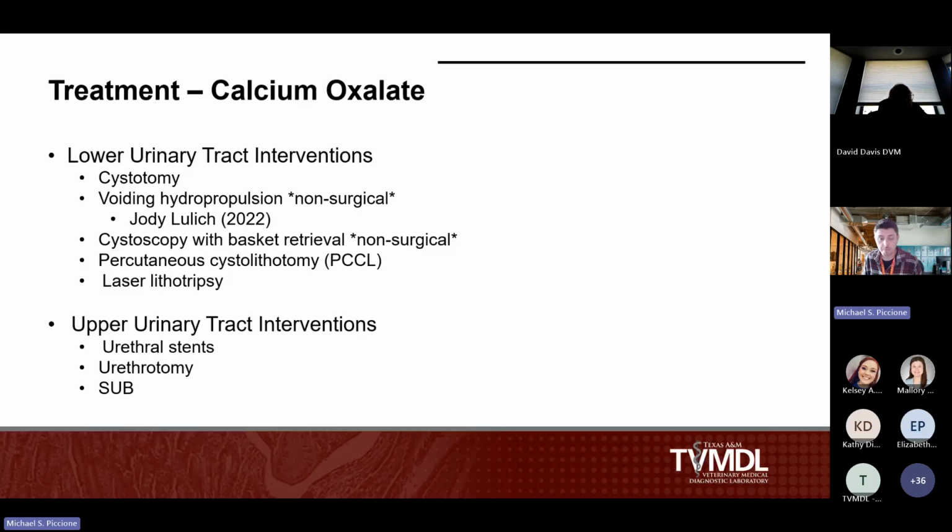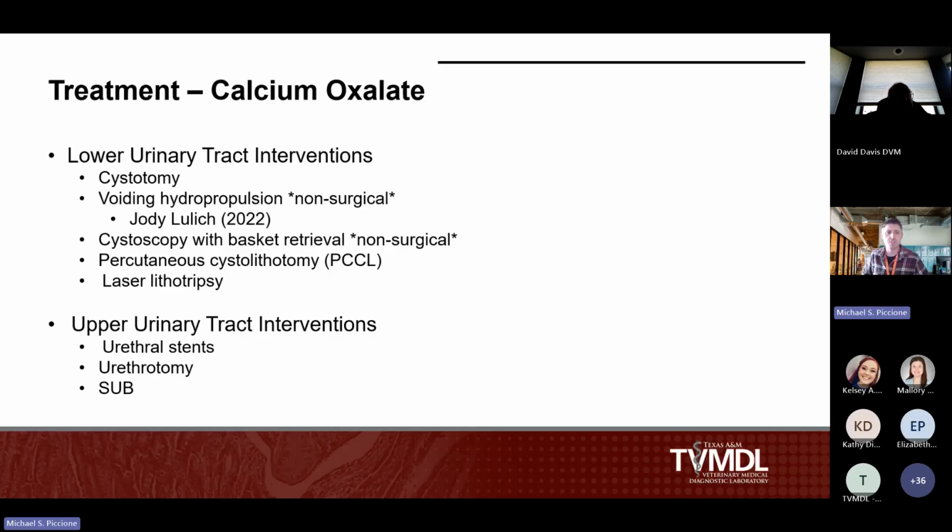As you can imagine, urethral obstructions are possible. We have to be very careful on the type of patients that we choose for this particular procedure. If the uroliths in this patient, you've taken x-rays, are huge, well, then you're not getting that out of the patient via voiding hydropropulsion. You also have to be careful, especially in your male patients, that you do not induce a urethral obstruction as a result of trying to get these uroliths out.